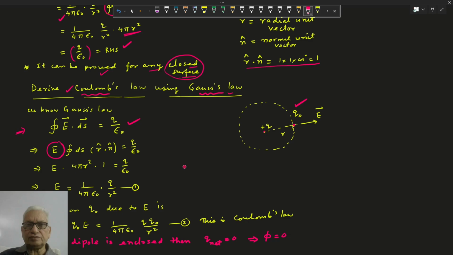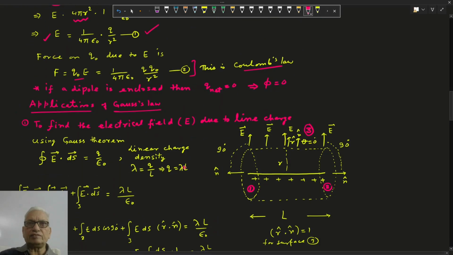Phi is the integration for the closed path, and the angle between E and ds, the normal unit vector, is such that the cosine is 1. So the integration of this ds, the area for a spherical surface, is 4 pi r square. This way you can find out the electrical field value, 1 upon 4 pi epsilon naught q upon r square, given by equation 1. If we put the test charge q naught here, the force on q naught will be q naught E. Putting the value of E from equation 1 here, we get equation 2, which is Coulomb's law. It is very simple to derive Coulomb's law from the Gauss law.